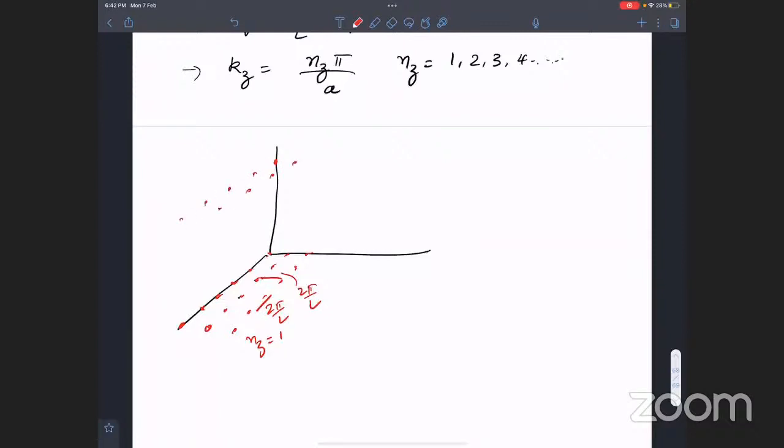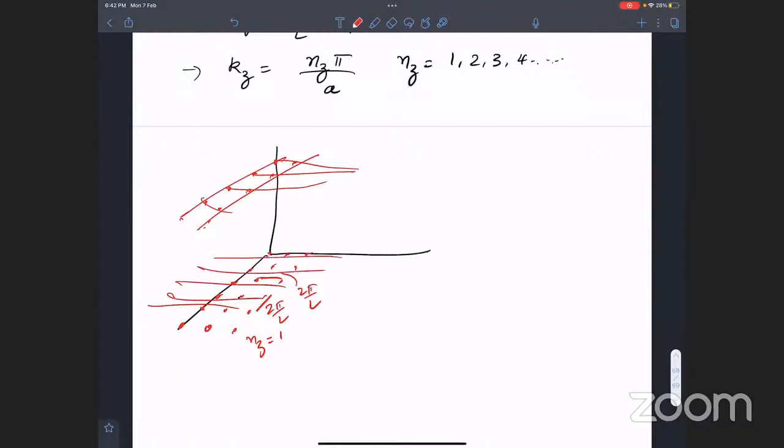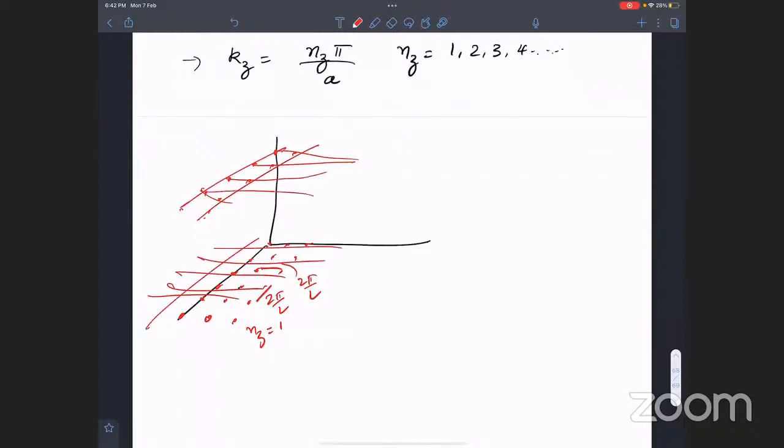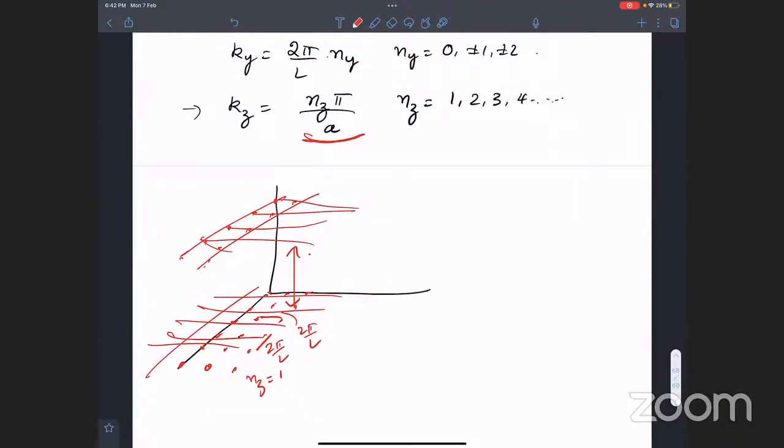Okay, are you visualizing it? I hope you're visualizing it, right? So it is up here this way. Negative is also possible. Now the distance between this particular sheet and this particular sheet, what is the distance? It is pi by a. Now remember, my L is much larger than a. So 2 pi by L is much smaller than pi by a.